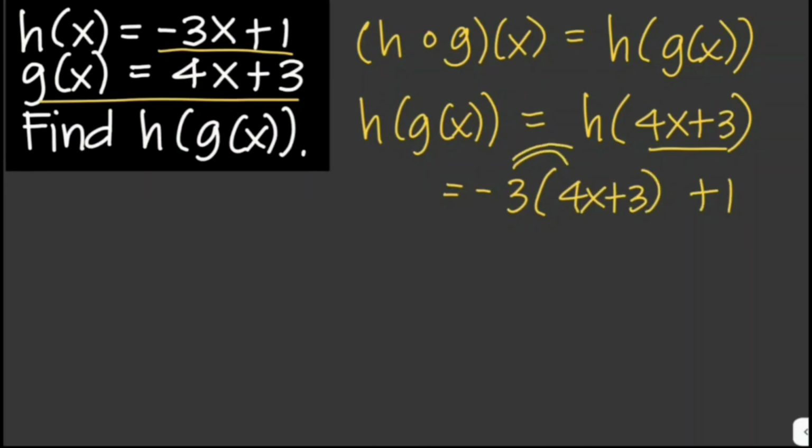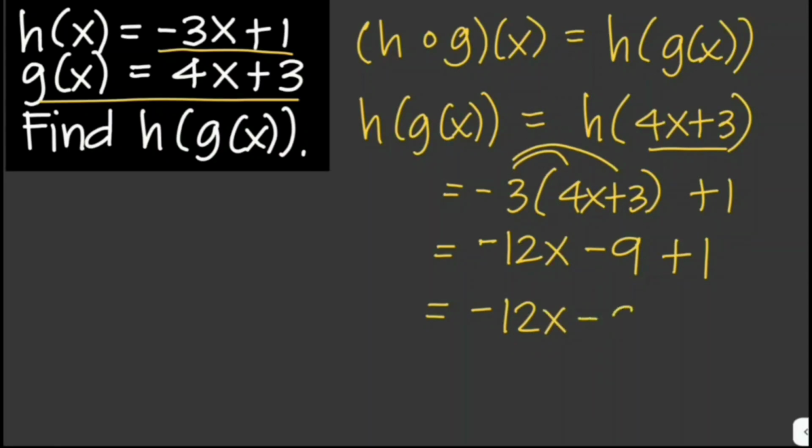And then we distribute negative 3 to the expression inside the parentheses. So that would be negative 3 times 4x, that is negative 12x, plus negative 3 times 3 is just equal to negative 9. So this is just minus 9 plus 1. Then simplifying this would be negative 12x minus 8. So this is our h of g of x.